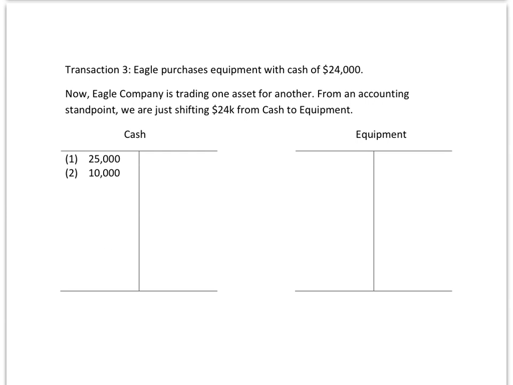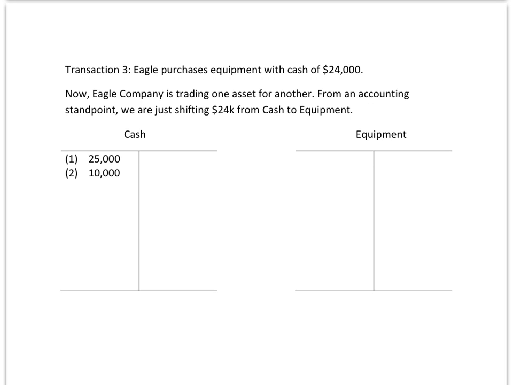Transaction number 3. Eagle's buying equipment worth $24,000 using cash. So in this case, we're essentially trading one asset for another. From an accounting perspective, we're just taking out of one pocket and putting in another. We're staying on the asset side of the balance sheet. We're just transferring values. We no longer have that $24,000 in cash. Where did it go? We used it to purchase equipment, so we're going to put it in equipment.